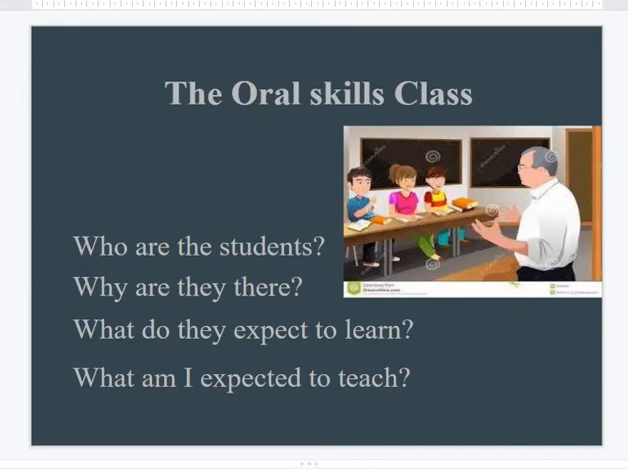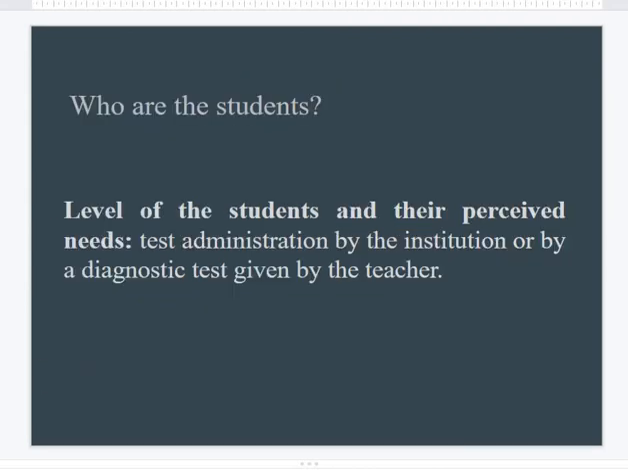So when you are teaching in the oral classes, being the teacher, you need to ask certain questions of yourself. Who are the students? Why are they there? What do they expect to learn? And what am I expected to teach them? So let's answer these questions one by one. The first question you need to ask: who are the students?